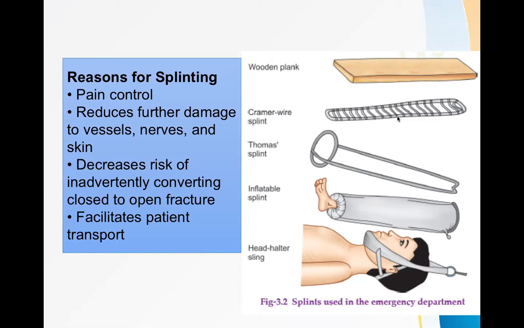This is a Kramer wire splint. This is called Thomas splint. This is an inflatable splint, and this is called head halter sling. This is a type of sling. So the common concept you need to get is whatever is available near that area, you can use that as a splint. The most important point is do not move the fracture site. That is really necessary.